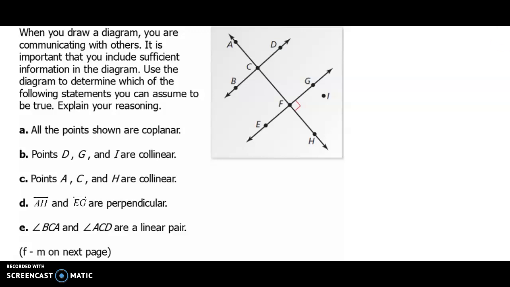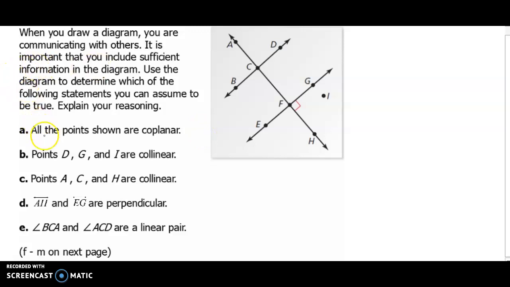All right, so if we look at this figure here, it says when you draw a diagram, you are communicating with others. It is important that you include sufficient information in the diagram. Use the diagram to determine which of the following statements you can assume to be true. Explain your reasoning. All right, so A says all the points shown are coplanar.